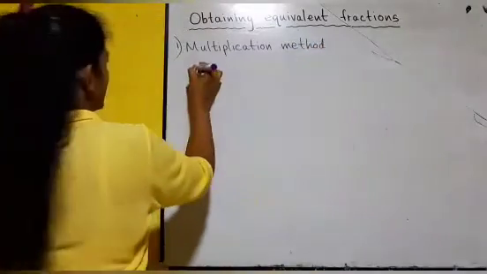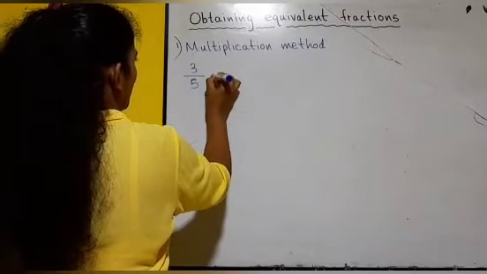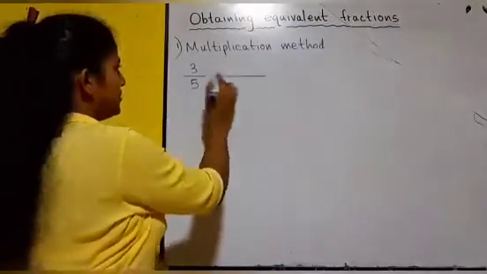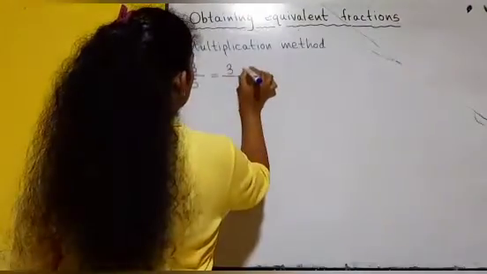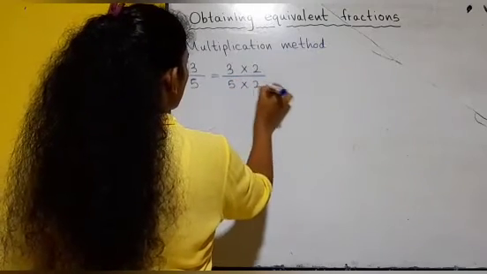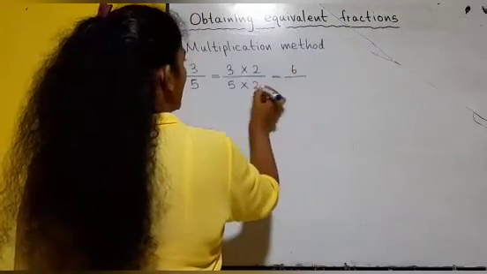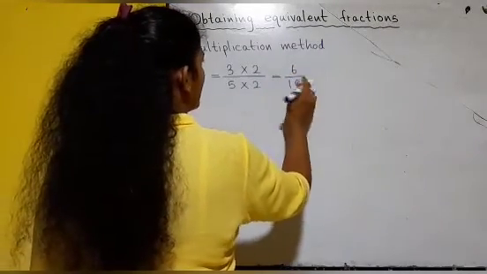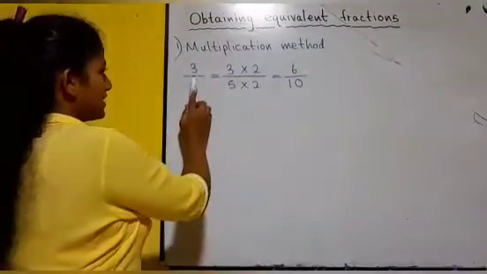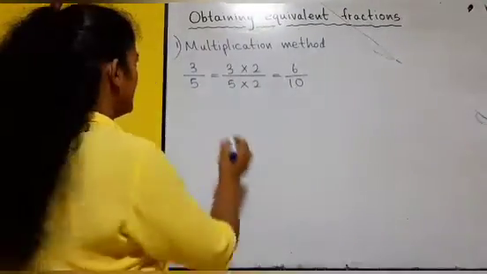I'll take the fraction 3 over 5. Then I am going to multiply both numerator and denominator of this fraction by 2. 3 multiplied by 2, 5 multiplied by 2. 3 into 2 is 6. 5 into 2 is 10. Then this is the fraction that I have obtained. So the fraction 3 over 5 is equivalent to the fraction 6 over 10.